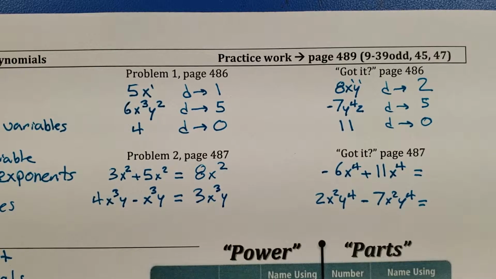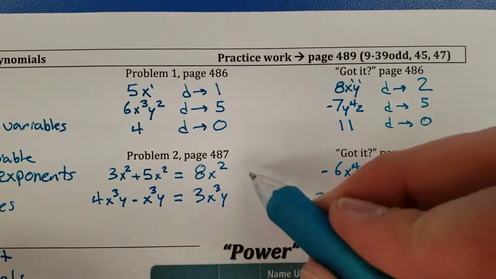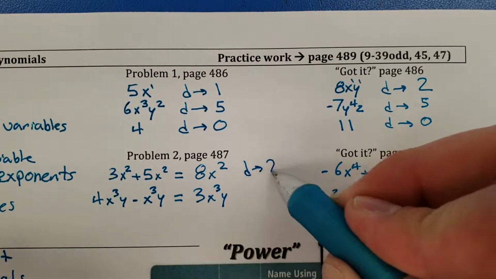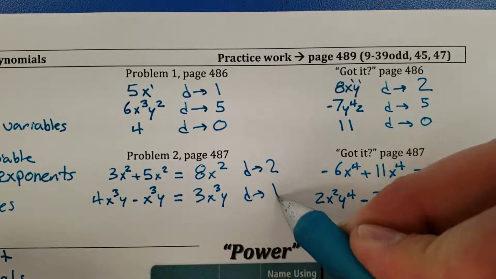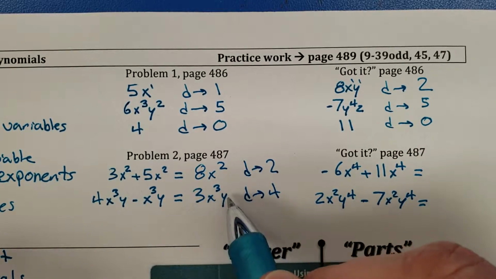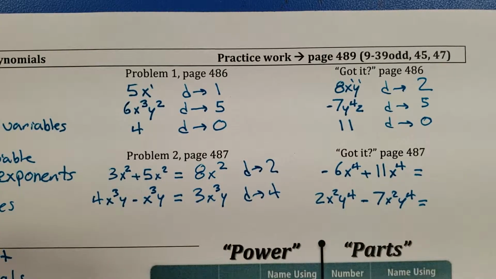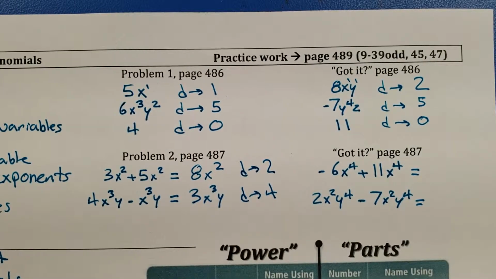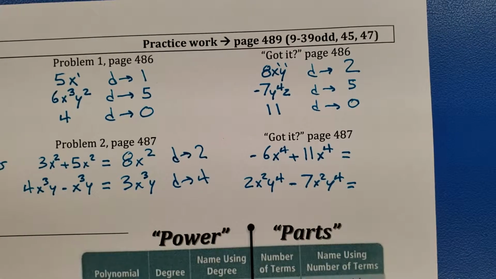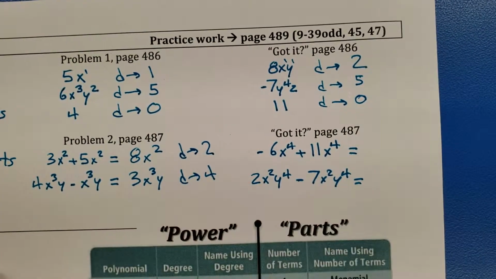Okay. Bonus question. What's the degree of these 2 problems? This is a degree of 2. This is a degree of 4. Bonus questions. You bet. 3 and 1 is 4. 2 is 2. Pretty simple stuff. Okay. Let's see here. The guided questions that go along with problem number 2. Already got them written down.